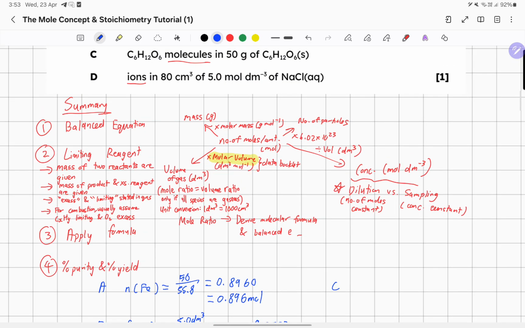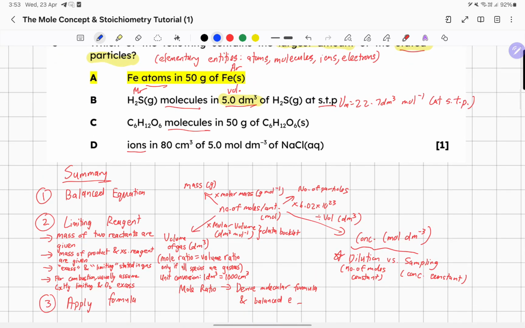Okay, let's go on to option C. Okay, you're given the mass, right? Given the mass, 50 grams. Okay, mass is given. You can also find the Mr over here. Okay, so the fact that you're given the mass, you are able to make use of molar mass, and molar mass will be useful over here.